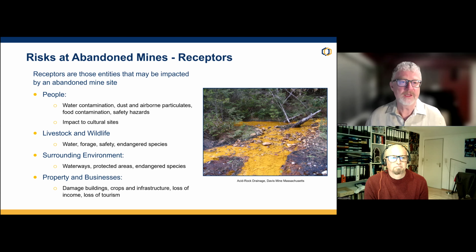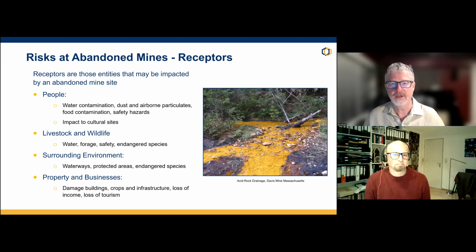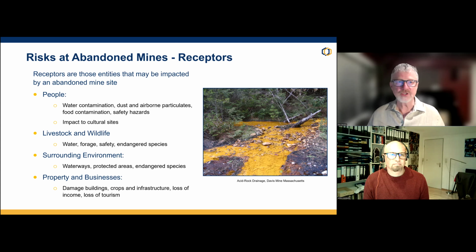And what kind of risks might people be impacted by? Certainly water contamination, airborne contamination, food contamination, for example, crops growing in soil that is contaminated. And of course, safety hazards through falls, through underground workings, and potentially impact to cultural sites. Livestock and wildlife might be using that water at that site or foraging for plants growing on an abandoned site. If there are endangered species in an area, that may be an even higher concern if they could potentially be killed from some aspects of an abandoned site.